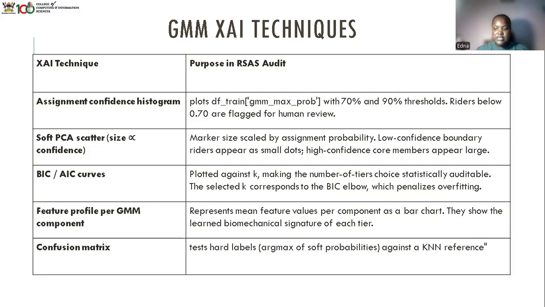The soft PCA scatter is unique to GMM, whereby the marker size is proportional to the GMM max probability, so it bounds the riders such that small dots appear for low confidence and high confidence riders appear large, giving a visual map of model certainty across the entire feature space.